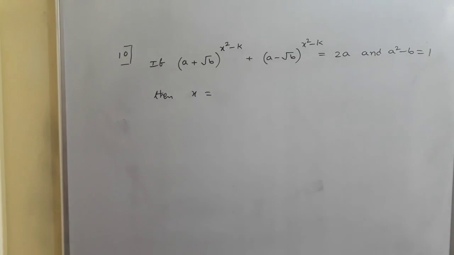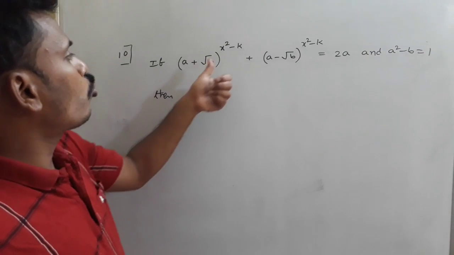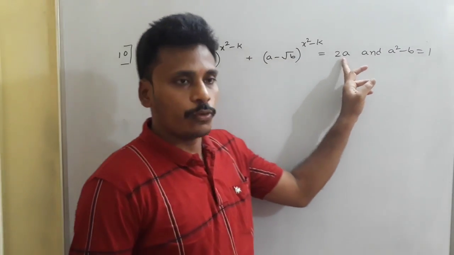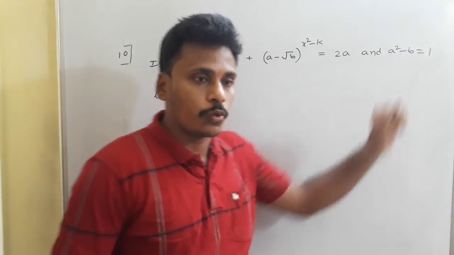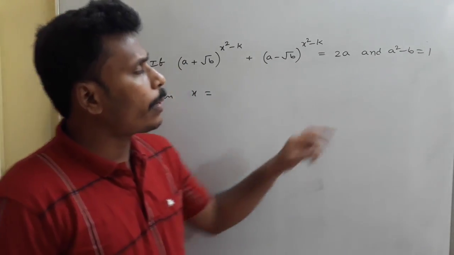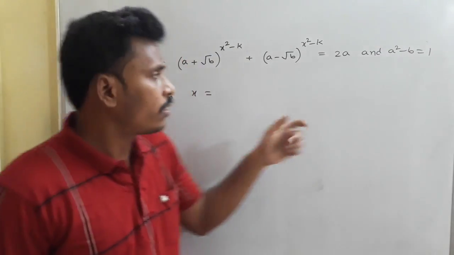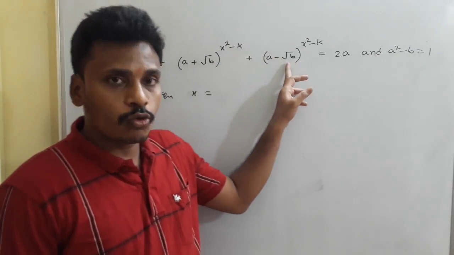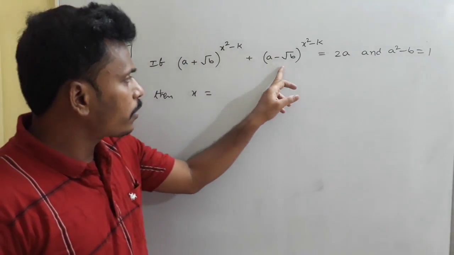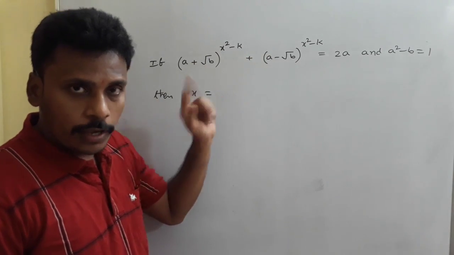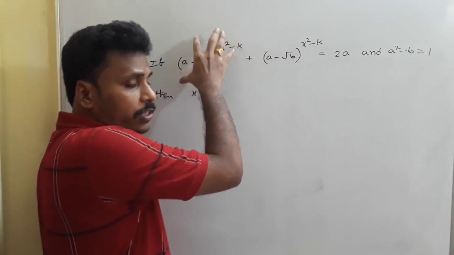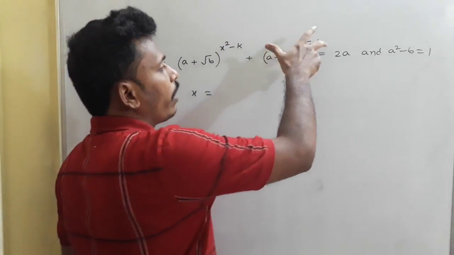Next one. If a plus root b power x square minus k plus a minus root b power x square minus k is equal to 2a and a square minus b is equal to 1, then we need to find the value of x. Since a square minus b is equal to 1, what does it mean? A plus root b into a minus root b, whose product is 1. In that sense, these two are reciprocal to one another. Since these two are reciprocals of one another, if you take the first term as some t, then the other will become 1 by t.